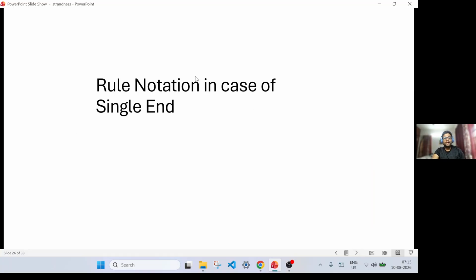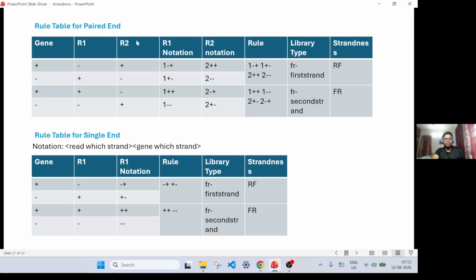But now the same thing, if it is single end, we don't have R2. In this case, what will happen? Same table, you just remove R2. So your gene was plus, minus, plus, minus, and R1 can be minus, plus, plus, minus. So here R1 is going against your gene, opposite, right? So you get minus, plus, and when the gene was in minus, R1 becomes plus. In that case your rule will be minus plus, plus minus.